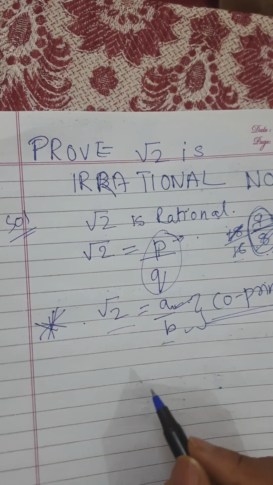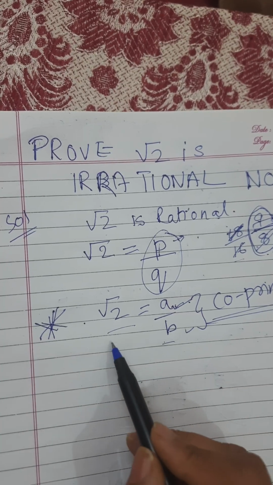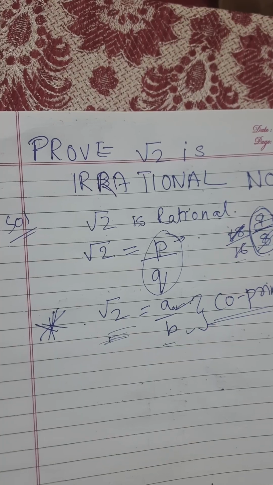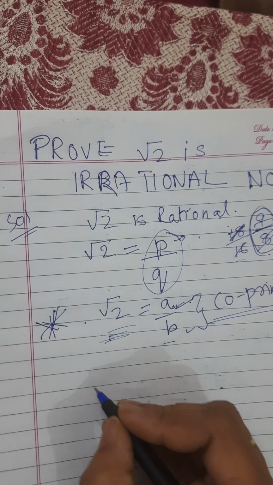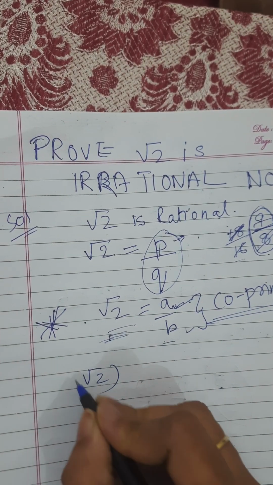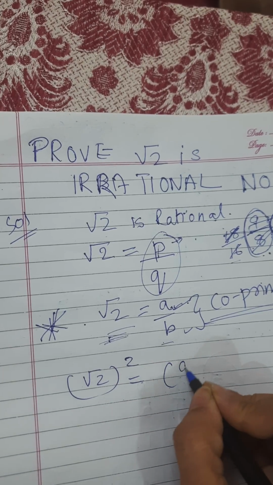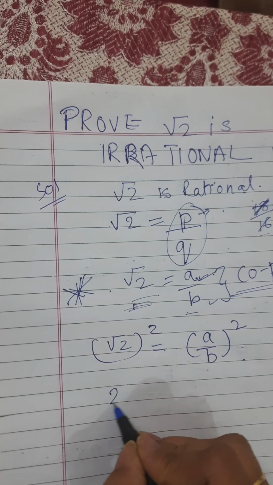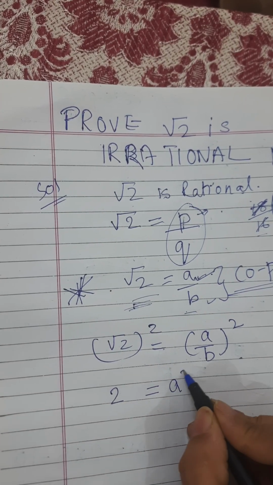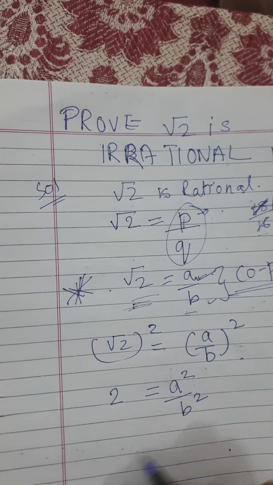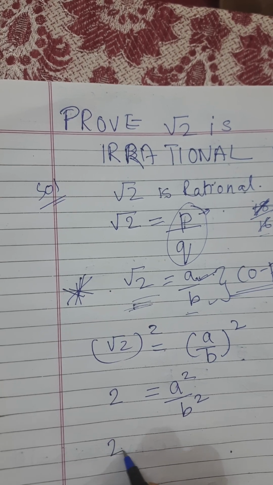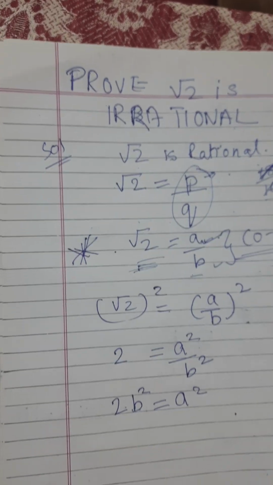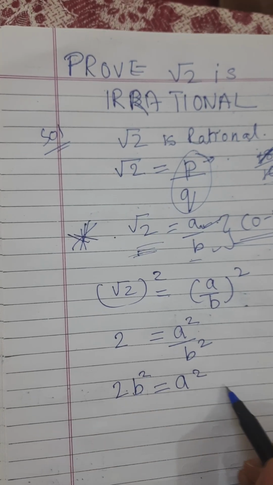Now the next thing I need to do is, we know it's not a pleasant thing to work with square roots, right? So what I'm going to do is square both the sides. So root 2 squared is equal to a by b squared. Okay, so that makes it 2 is equal to a square by b square. And if you rearrange it, it means 2b square is equal to a square. Okay, so this is our next important milestone here.